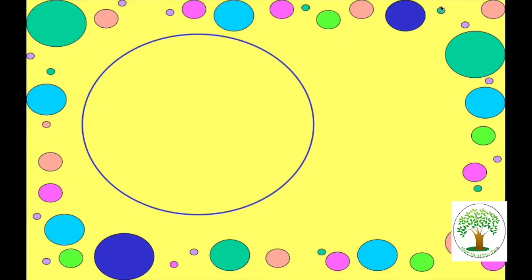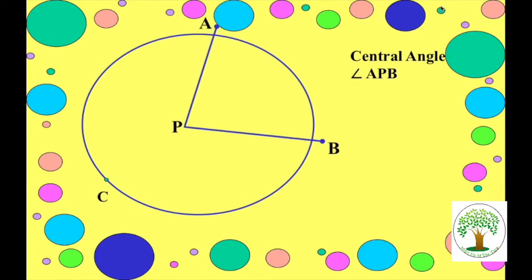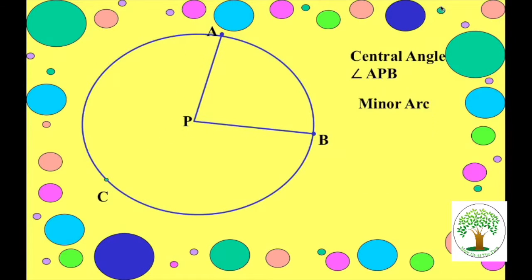All right, here's the circle. I have just drawn a central angle. Very good. It's a central angle because P is at the center. I named it APB. Can you give me a minor arc? Arc AB, and I'm going to put a little arc symbol with it.